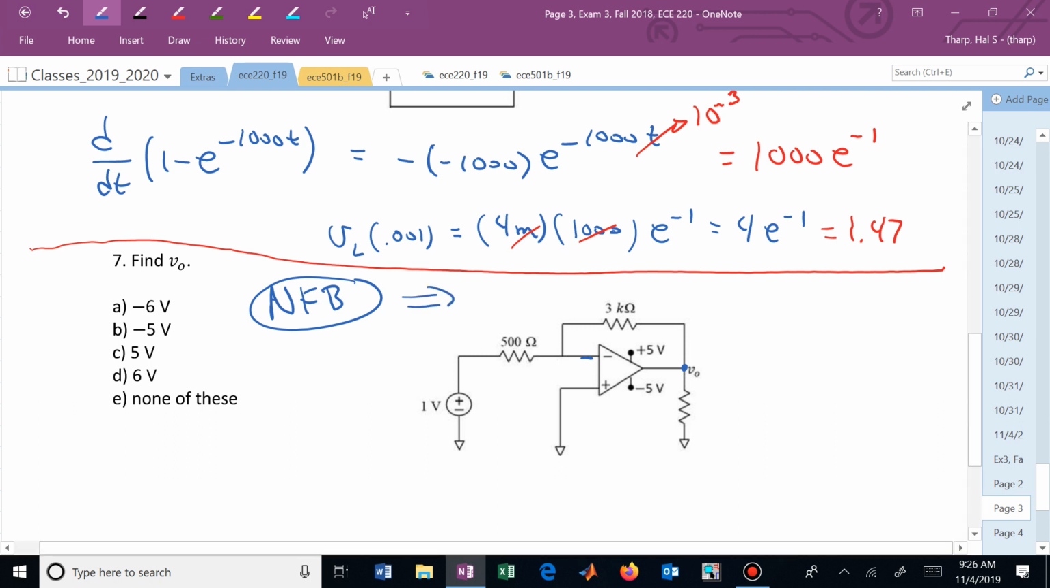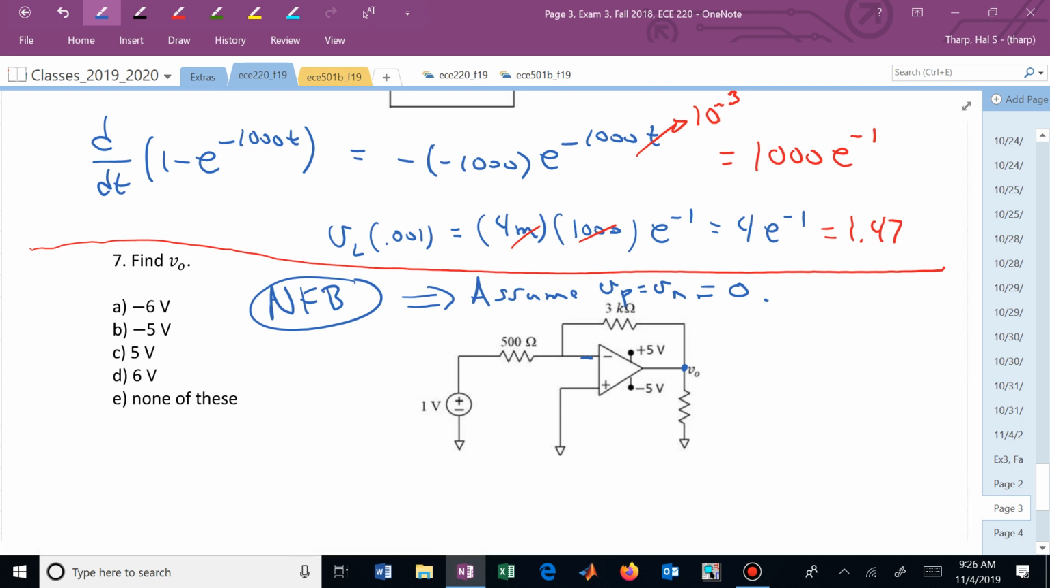This now says you can assume initially that Vp is equal to Vn. With negative feedback, that tries to enforce the two input pins to be equal. What's Vp? Can we determine that? That's connected directly to 0, so now we're assuming that V sub p is equal to V sub n is 0 volts. We'll have to go back and check that.